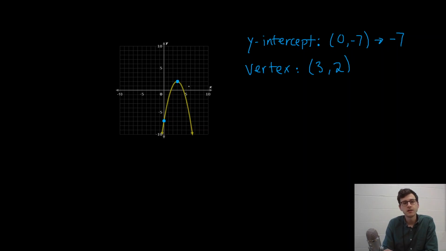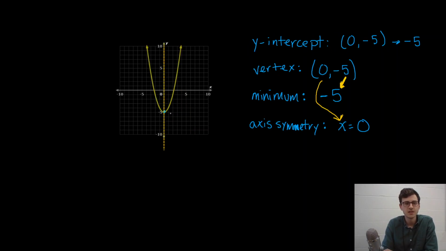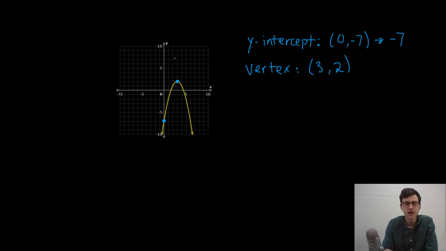And this one, last time I had a minimum, right? I had a lowest point. This time I have a maximum, or a highest point. So now my maximum is 2, right? And you can remember, it's the y value of my vertex. This part right here is where my maximum is. My maximum is at the vertex.